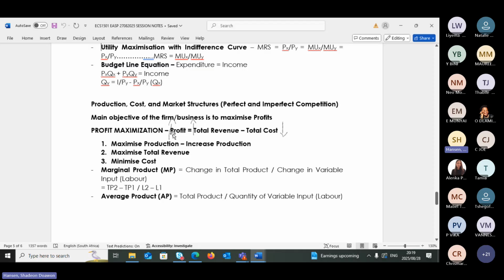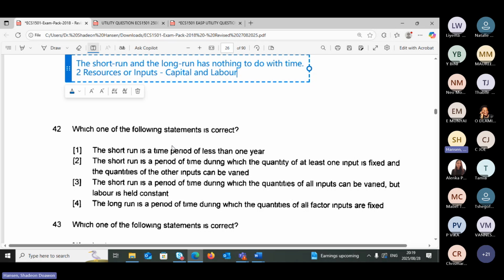profit. You see. But let's get back to the long run and the short run, students. The short run, students, is basically where one input is fixed.